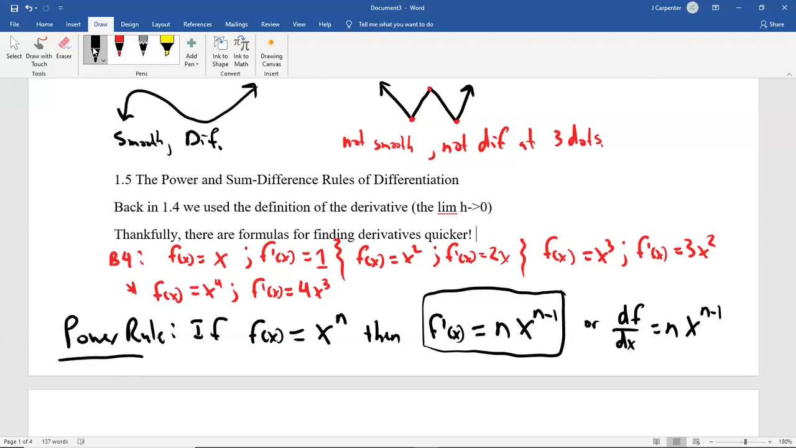This is the power rule of differentiation. You will use this without exaggeration 500 to 1,000 times this semester. That's not exaggeration. If you don't learn this rule right now, you will fail this class. You cannot pass this class without the power rule. There's absolutely no way. You will use it over and over again.